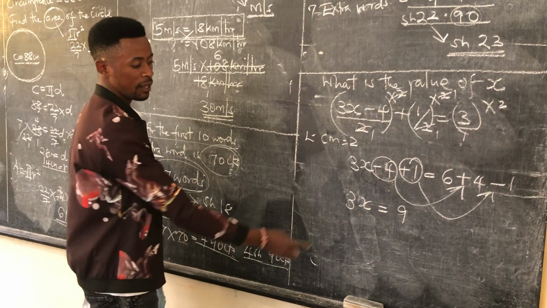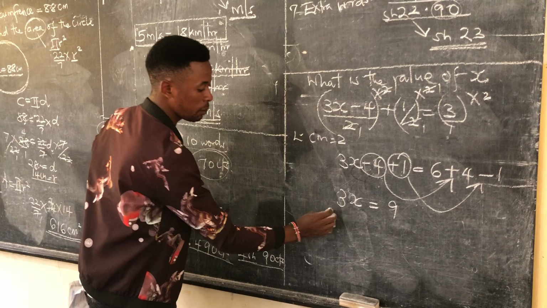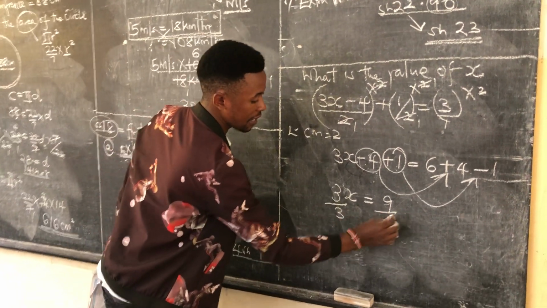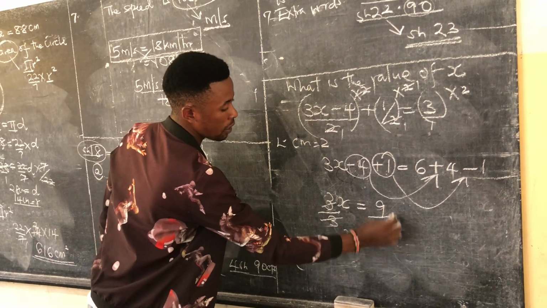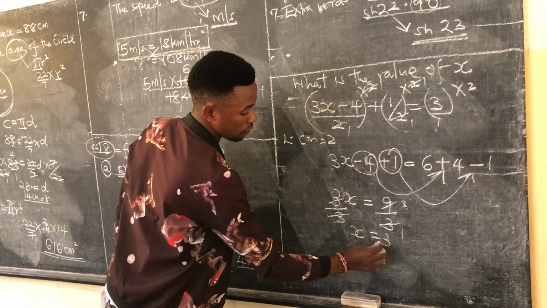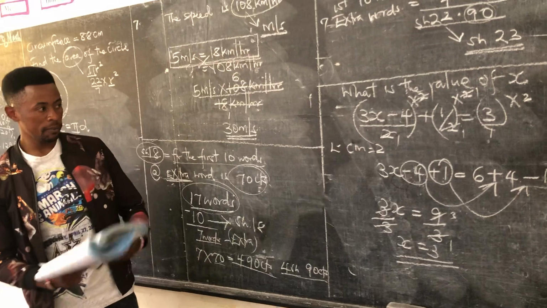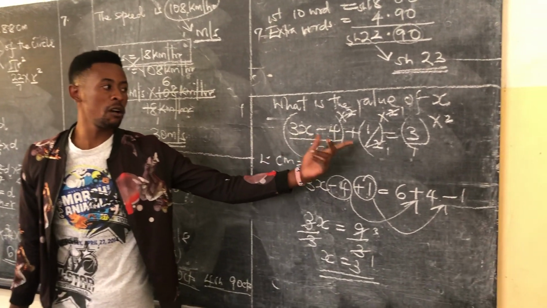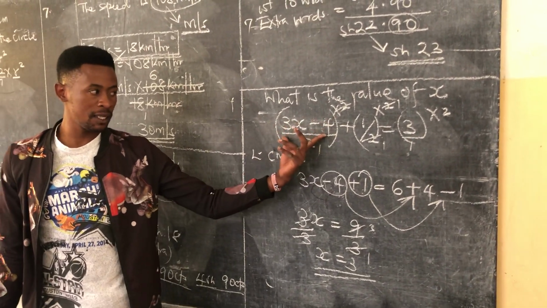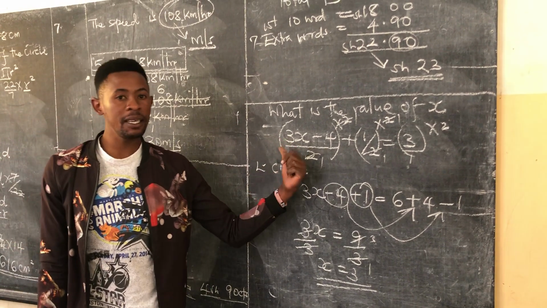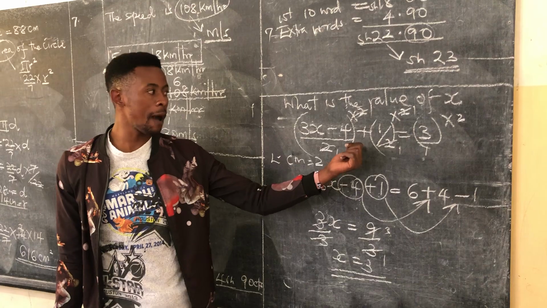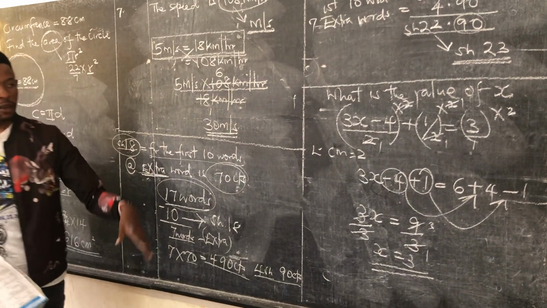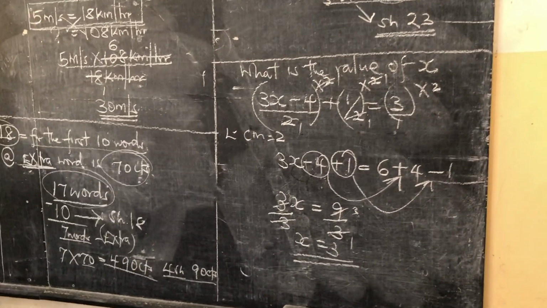So we want to find the value of x, so we divide both sides by 3, and this side also by 3. So the value of x is equals to what? 9 by 3 is 3, and 3 by 3 is 1. So the value of x is 3. So that concept of grouping these numbers together by making them share a common LCM, that is the way to go about this sum. So next time you have it, please just handle it that way.